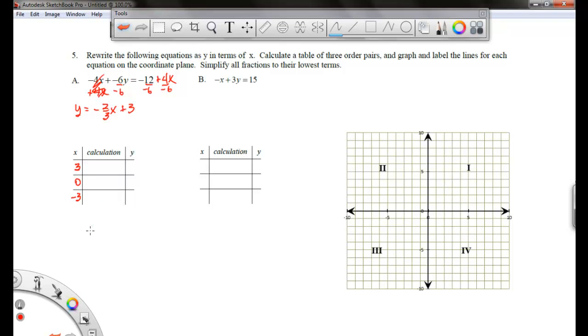So now I put a negative 2 thirds. I'm going to put a 3 in for the x. That gives me a negative 6 over 3. So that means a negative 6 over 3 gives me a negative 2. So negative 2 plus 3. Is that right?